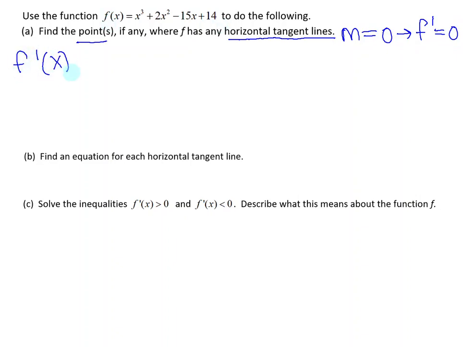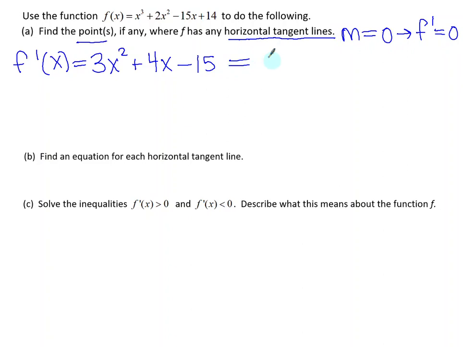F prime of x equals, using our power rule for x cubed, we multiply the 3 in front, subtract 1 from the exponent to get 3x squared. Plus, the exponent is 2, multiply that to the front, makes 4, and subtract 1 from the exponent is 1, that I don't need to write. Minus 15 is a constant multiple, x to the first becomes x to the 0, which is 1. And finally, 14 is a constant, and the derivative of a constant is 0, so I'm not going to write that part. I want my derivative to equal 0, since a horizontal line has a slope of 0.